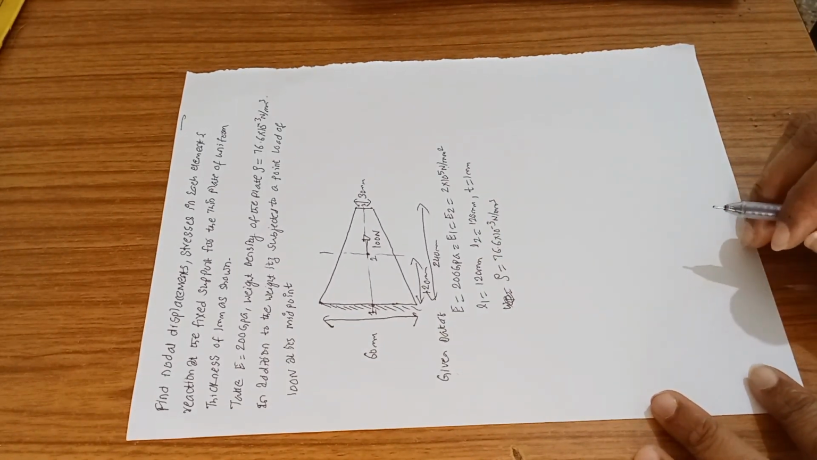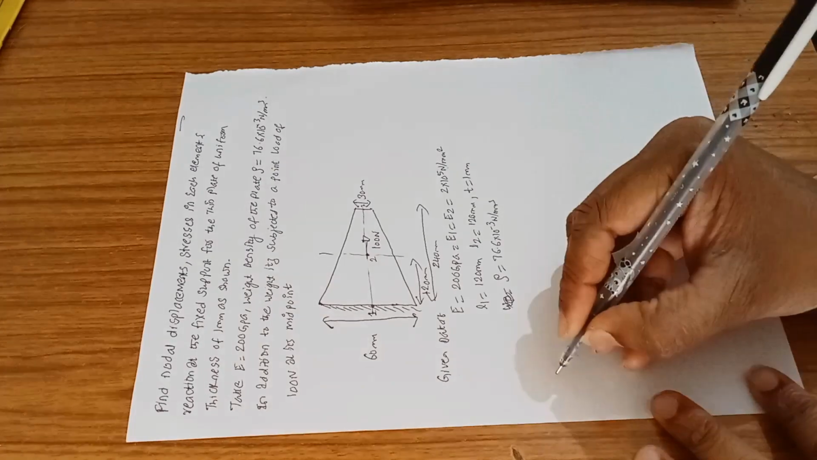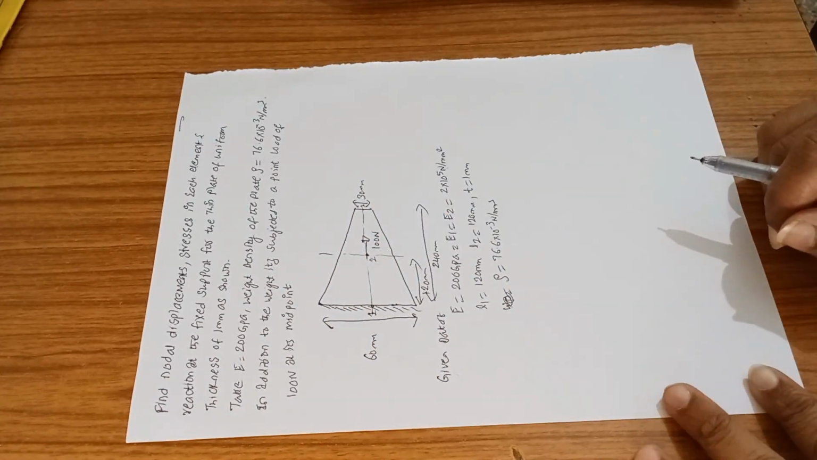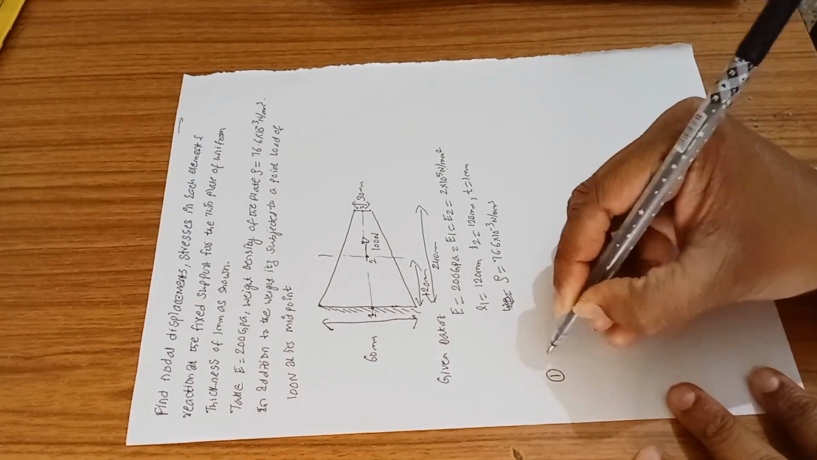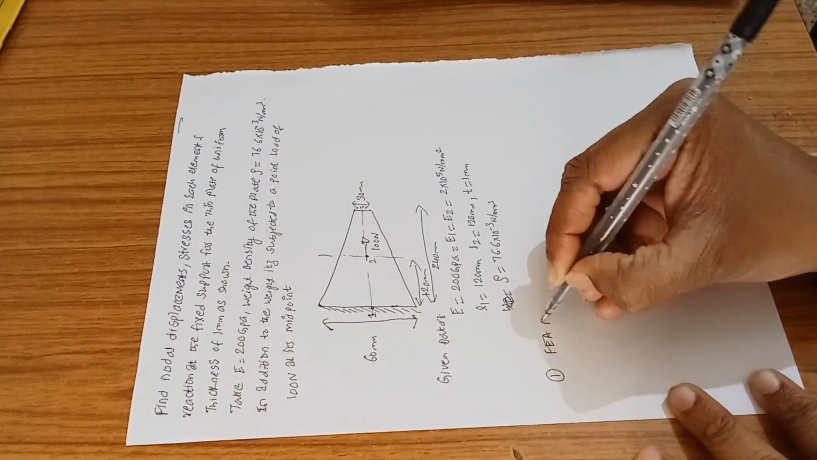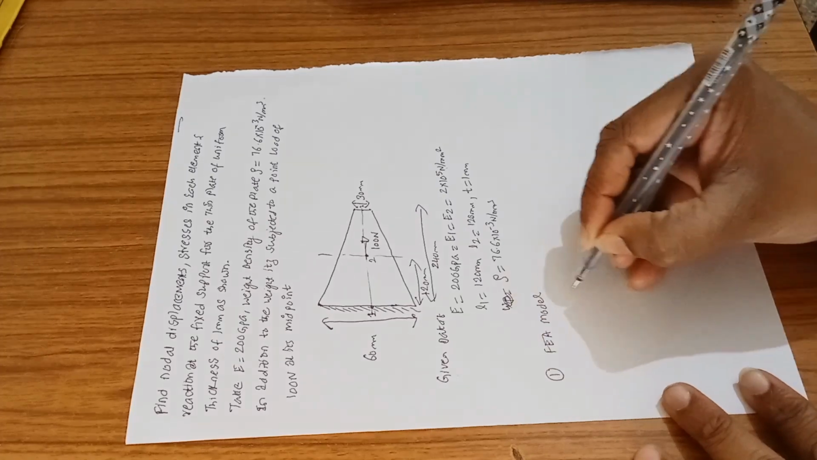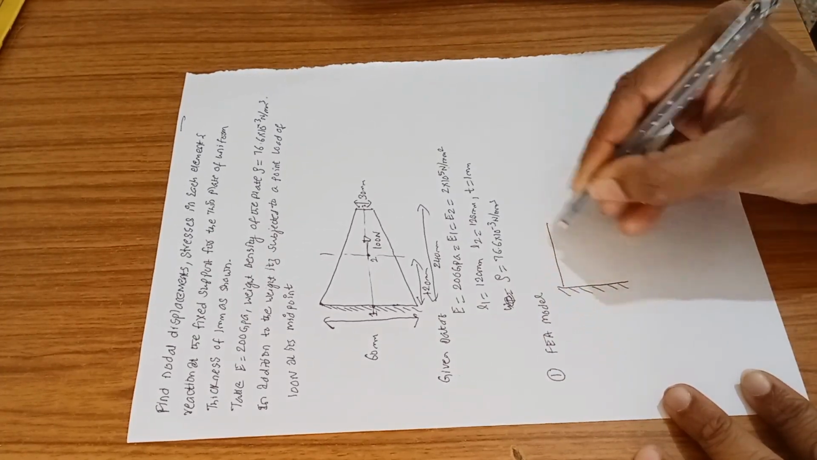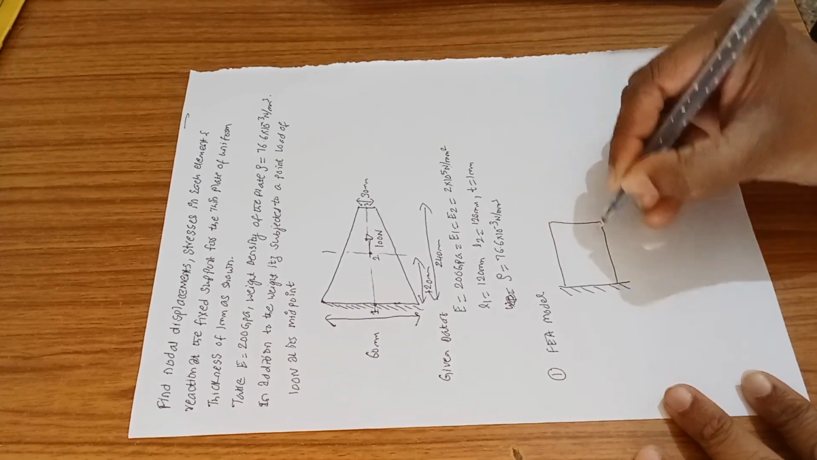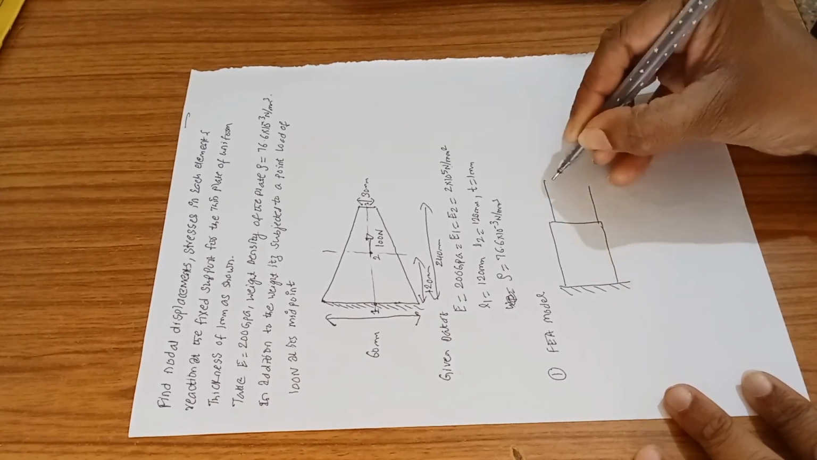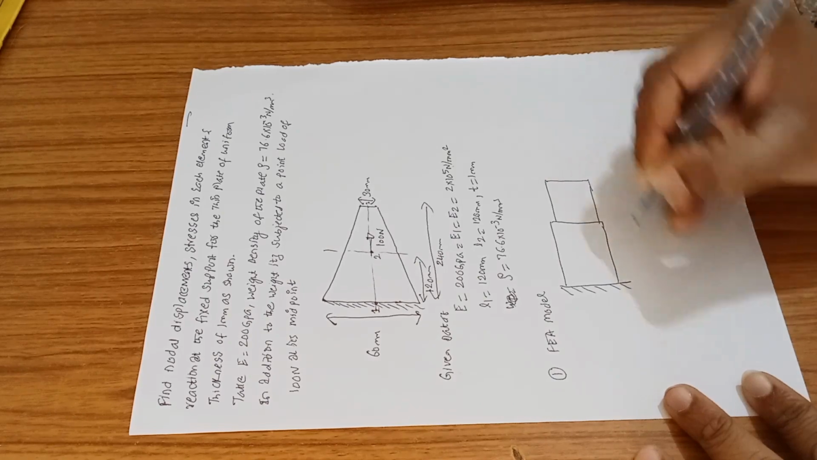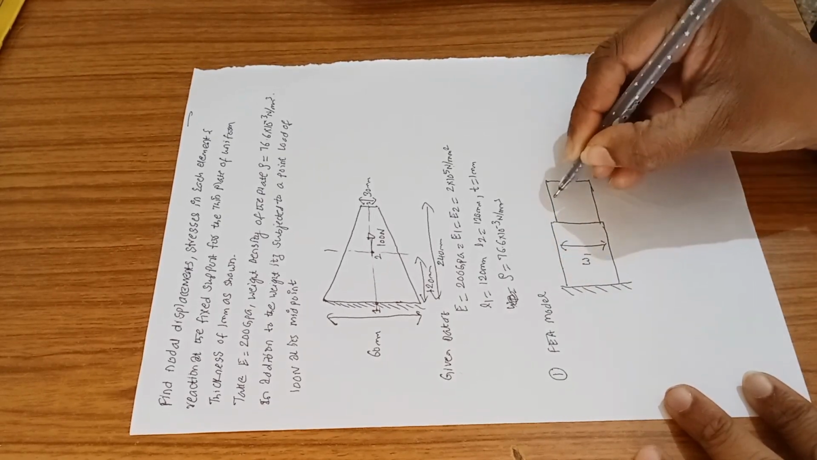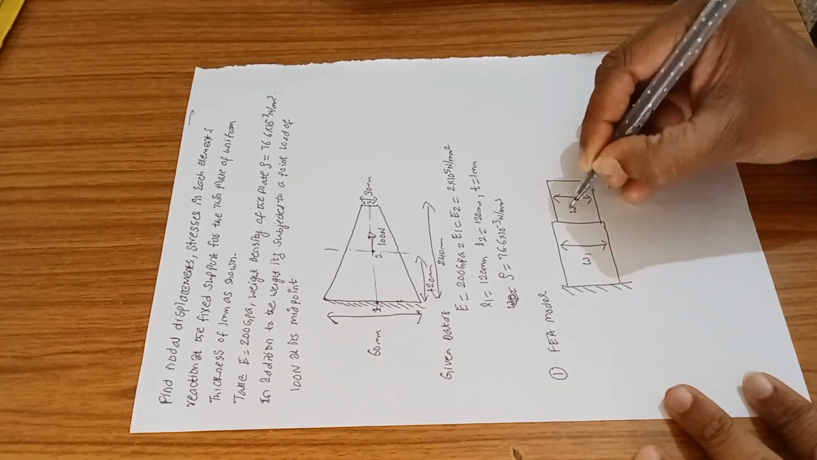So now the next thing is the FEA model. This tapered bar has to be converted into a stepped bar. That is the first step. So the FEA model will be like this: the tapered bar will be drawn out as a stepped bar. I mean, this has to be converted into a stepped bar of widths W1 and W2, not of this width.